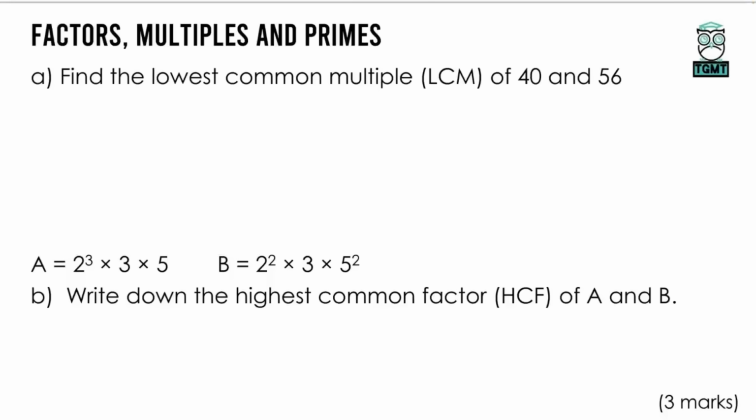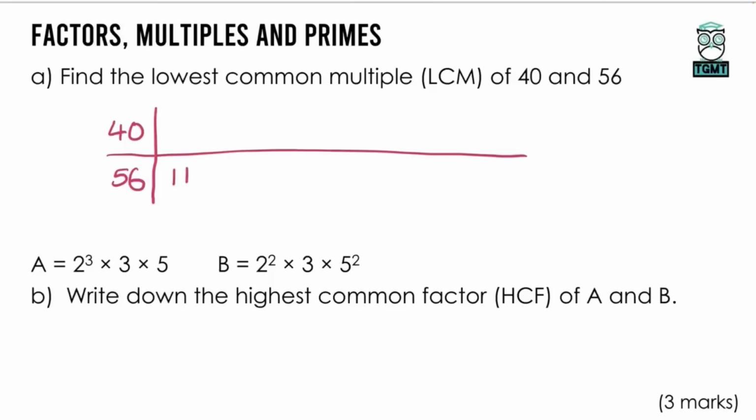Now for our next question, we are looking at lowest common multiple and highest common factor. So here there are multiple different methods we can use to find the lowest common multiple. I'm just going to write out a list of the times tables. Particularly as 40 ends in a 0, I know if I go up in 56s, just typing them into the calculator, then I will spot a number that divides by 40.